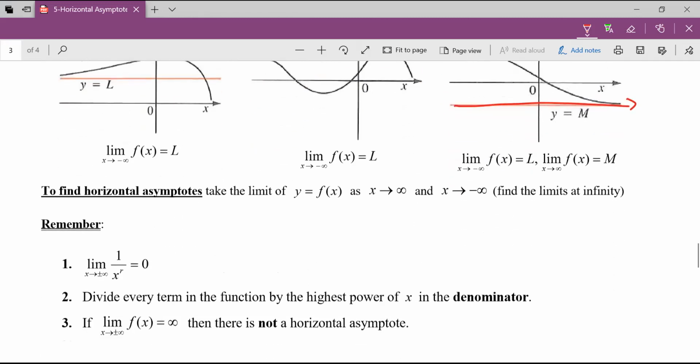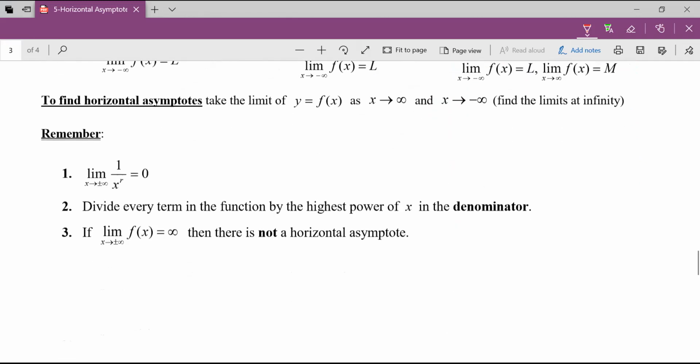So to find a horizontal asymptote, we're going to take 2 limits. This is really important. We're going to check as we go to positive infinity, and we're going to check as we go to negative infinity. All right. And so just a few things to remember. When we divide by a really big number, we get 0. Divide every term in the function by the highest power in the denominator. And if what we end up with does not result in a real number, such as infinity, we do not have a horizontal asymptote.